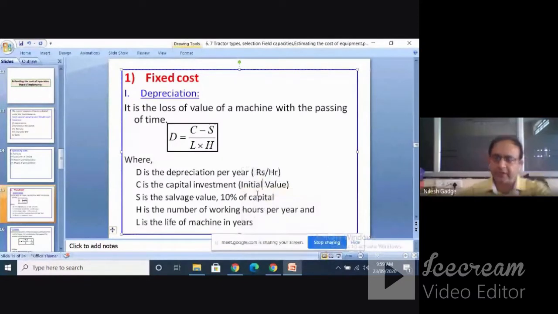Okay, so the initial value or the original cost of the tractor, say it is 7 lakh, 6 lakh. If a plow is brought, the cost will be less, say 50,000 or 60,000 depending on its type.